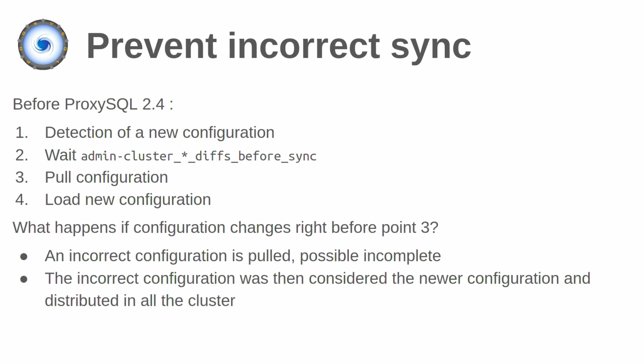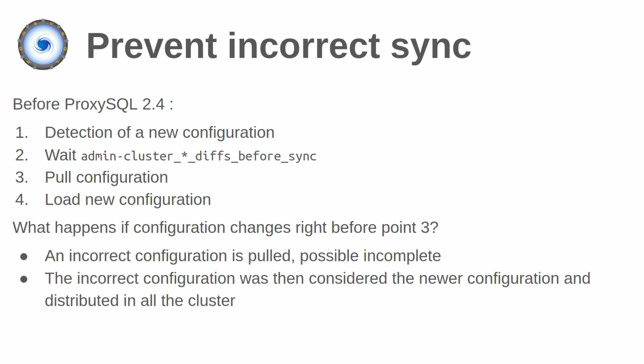Now, this is another thing that we solved. In the example I was giving before about the DNS and the load balancing, this is what was causing it and how we prevent it. Before 2.4, a ProxySQL node was detecting a configuration change, waiting for the diff before sync to reach a specific threshold before triggering the synchronization. Then it was pulling the configuration and just applying it.